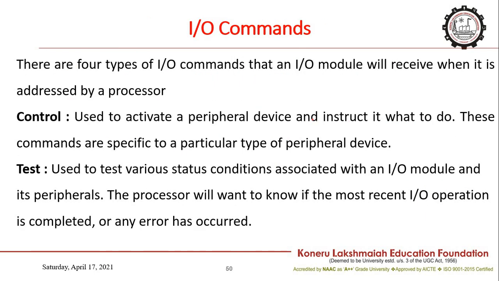And then IO commands. There are 4 types of IO commands that an IO module will receive when it is addressed by a processor. Control is used to activate a peripheral device and instruct it what to do. These commands are specific to a particular type of peripheral device. So control is nothing but the command given to a peripheral device to perform an operation. And then test is used to check the conditions of the IO modules and peripherals.